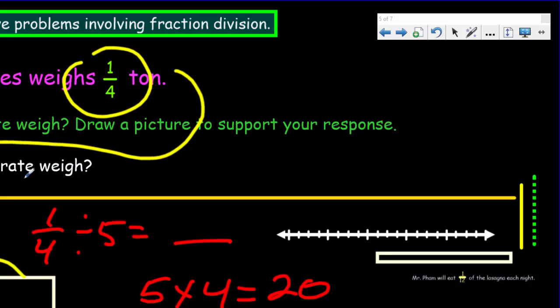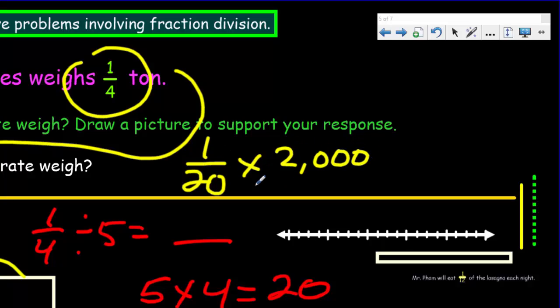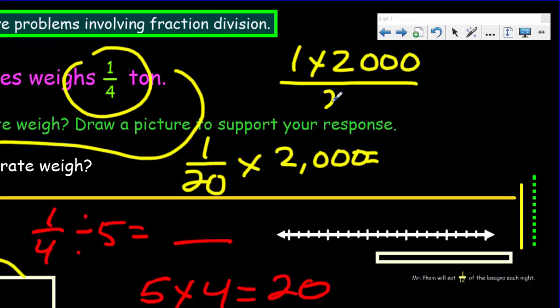How many pounds does each crate weigh? I'm almost positive there are 2,000 pounds in a ton. So in this case, we're taking 1/20th of a ton, and since there's 2,000 pounds in each ton, we're going to multiply by that to determine how much weight that is. So if we have the 1 times 2,000 up here, and then that's going to have the 20 down below. Now here's some common factors here. I see a common factor of a 10.